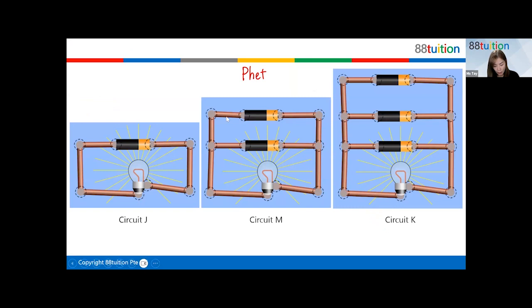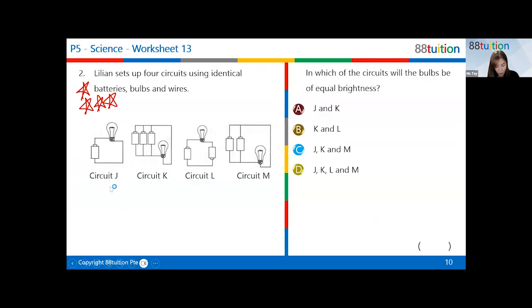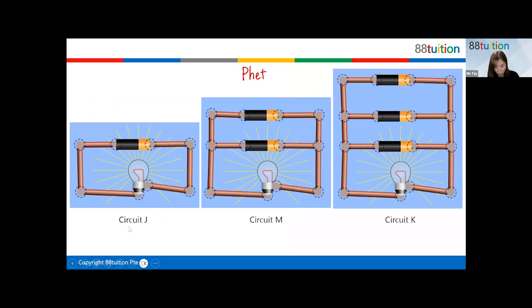Okay, so you look at these here. Now, J is actually this particular circuit here. Can you see? Okay, so I have J here as well. All right, so the next thing I did is, okay, this is actually a series circuit. Do you all still remember series and parallel? Yes, very good. So this is a parallel circuit for M. This is also a parallel circuit for K.